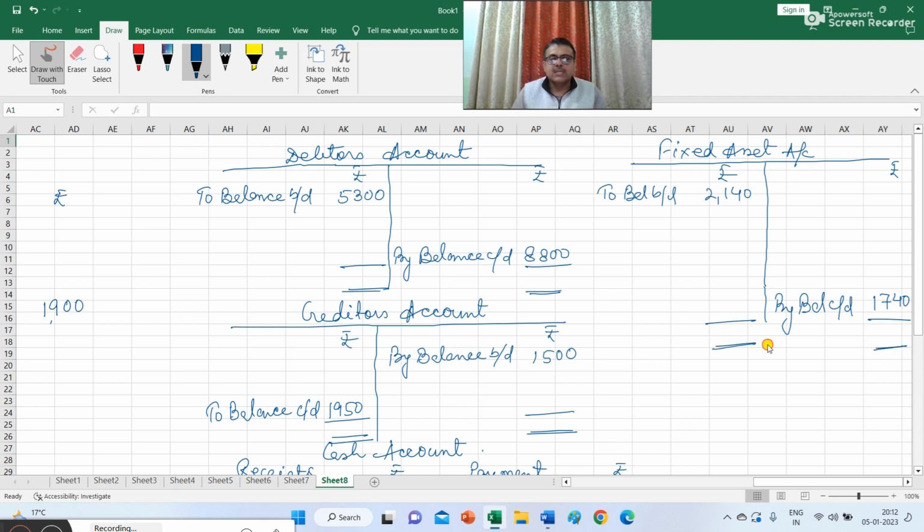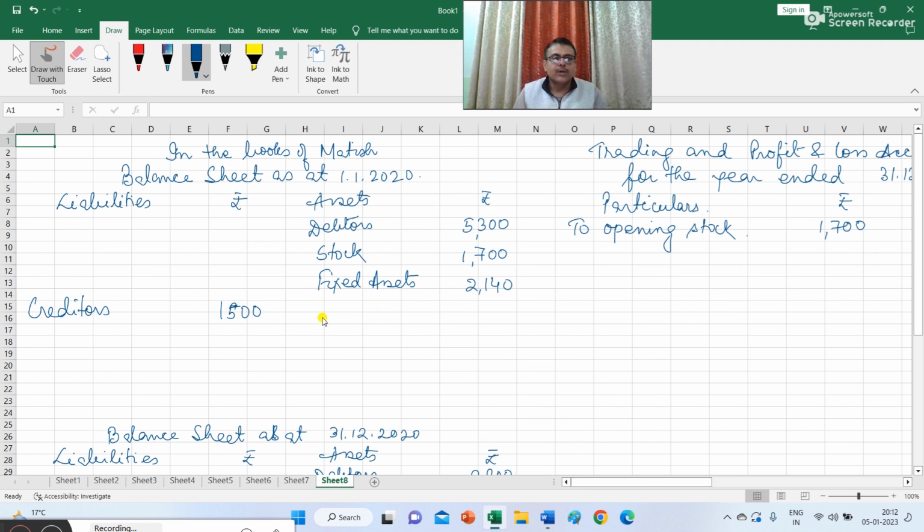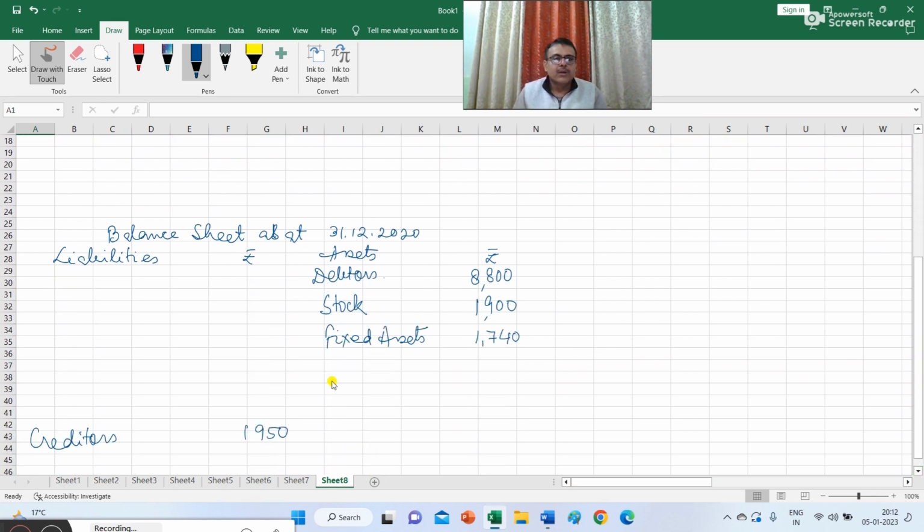The opening cash balance is unknown, so we will find it out. So in the opening balance sheet I am just writing cash and bank, and in the closing balance sheet I am writing the cash and bank balance as given as 410. So cash and bank balance is 410.